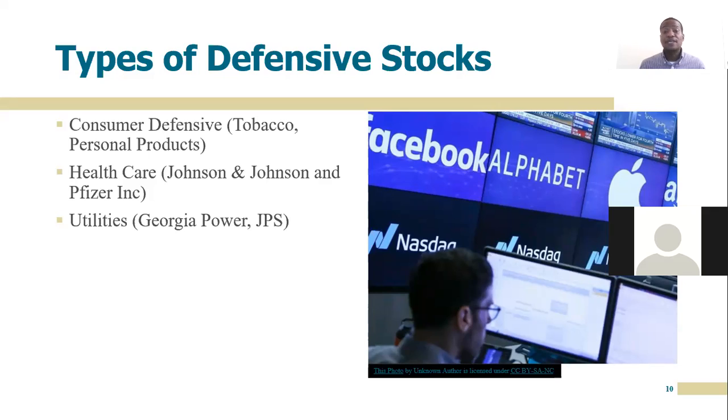The other one, utilities: Georgia Power, JPS. It doesn't matter. We could be going through a depression, you're going to pay your light bill, right? You might say, oh, I'm going to cut my cable, which is why telecommunications is not in this. But you need your light, or you need your natural gas. You need basic utilities. And so those companies tend to be good defensive stocks, right?